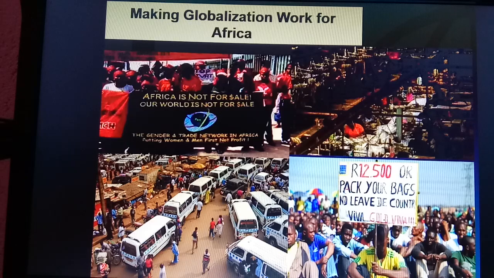Okay, moving on here. Last few more slides before we end. Making globalization work for Africa. There, you can see the protesters. Africa is not for sale. Our world is not for sale. The gender and trade network in Africa, putting women and men first, not profit. You see? So, they're trying to make globalization work in Africa, but it is at the expense of the people.